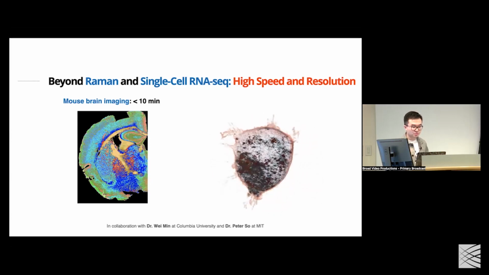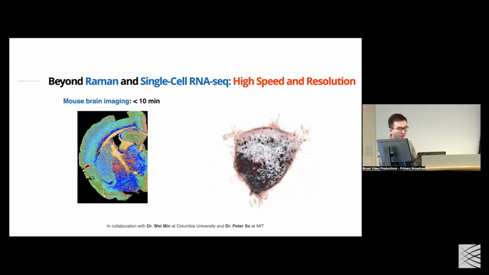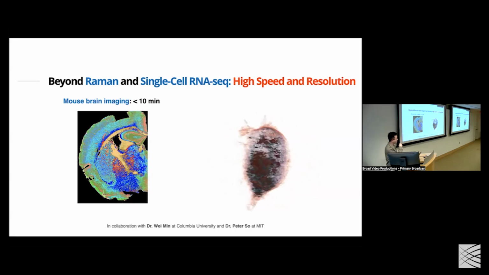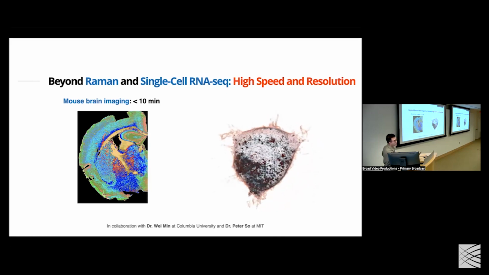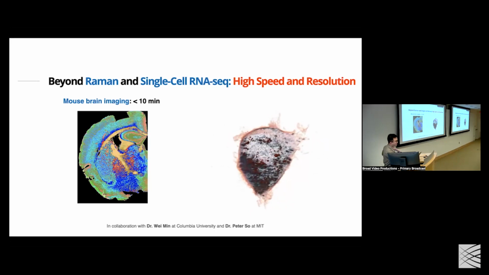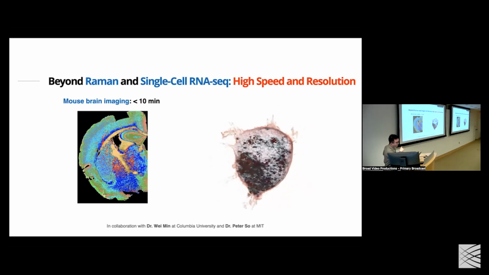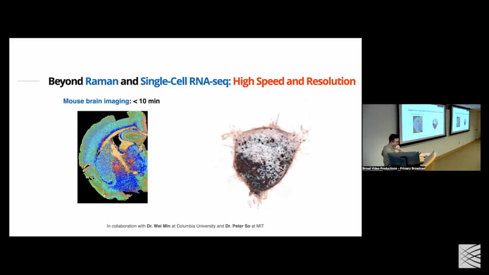And then beyond just the Raman and the RNA-seq, we're testing different kinds of other chemical imaging methods. For example, this one on the left, we generate these images of a mouse brain without any staining, and just cut the mouse brain, put it under the microscope. But this one at subcellular resolution only took us like 10 minutes to scan the whole mouse brain. And then we're doing mouse.